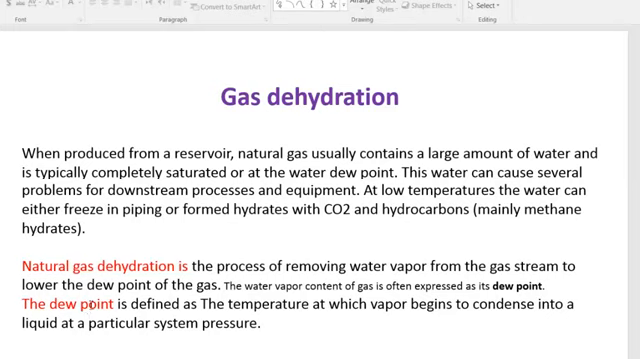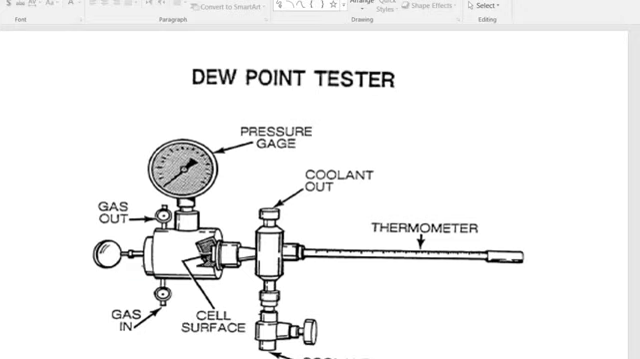We can measure this dew point in the field by using a dew point tester. Pass the gas in and the gas out, and read the thermometer, read here the temperature, and read the pressure from the pressure gauge. Okay.